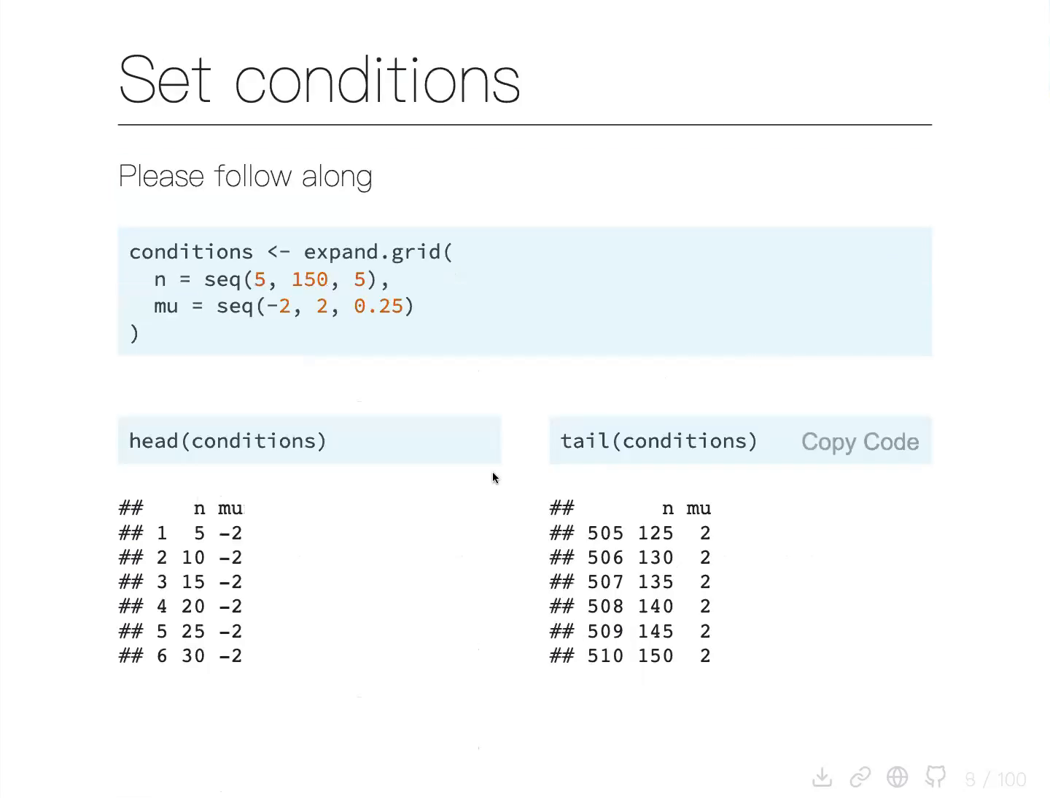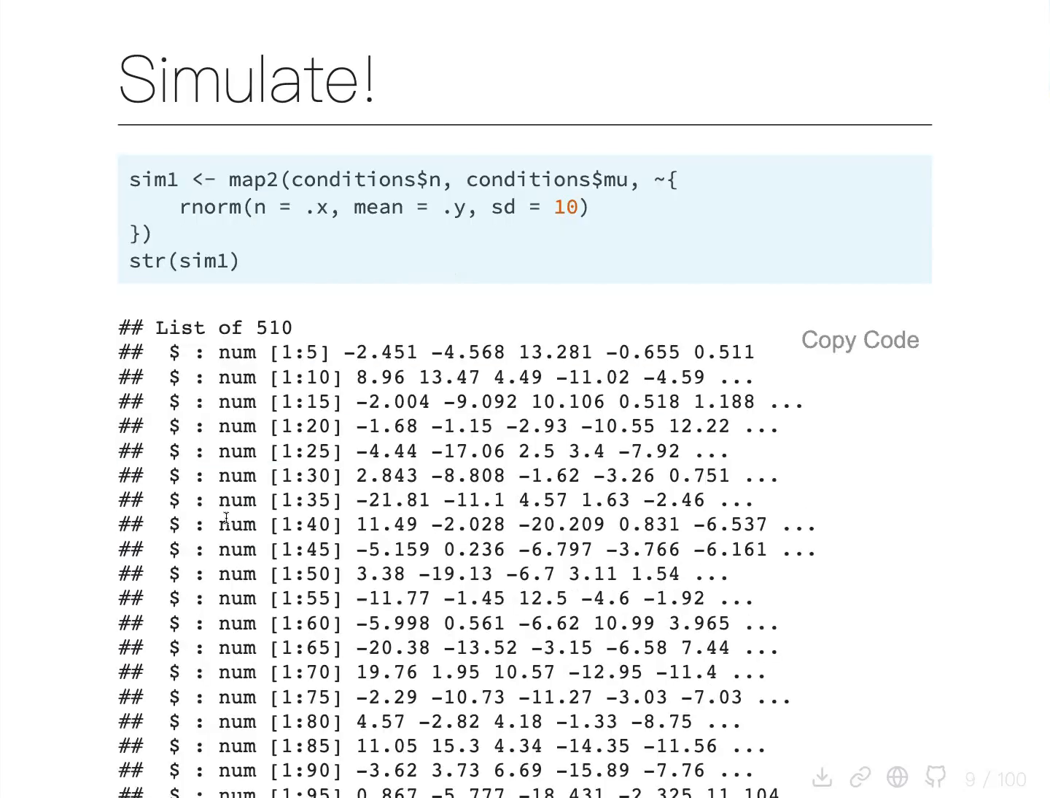Okay, so back here, we saw this was 510 rows. And sure enough, when we look at the structure of our sim1 output, we get a list of length 510. Okay, it is a list because I used map2, right? And in this case, it actually has to be a list. But map2, just like map, also has _dbl, _int, _lgl, and _chr versions of it too. Okay.